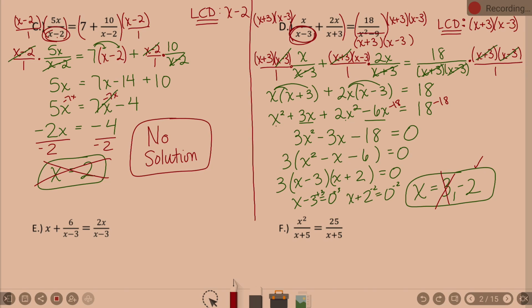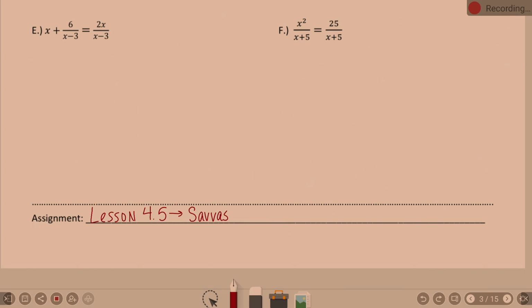Okay. We've got 2 more. And actually, these last 2 go pretty quick, I think. You ready? Okay. E. What do you notice about the least common denominator? Least common denominator is x minus 3, yes? Does anything factor? No. Do I already have a common denominator? Yeah. So we're going to take x minus 3 and multiply it by everything.